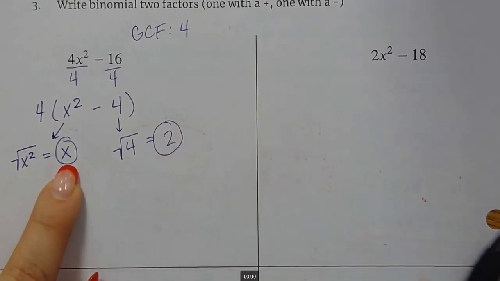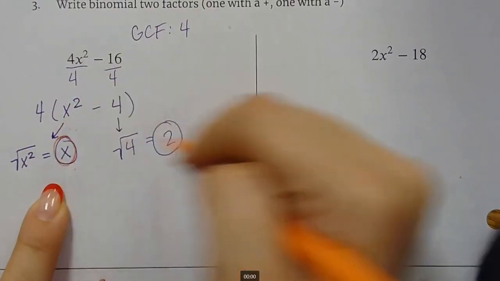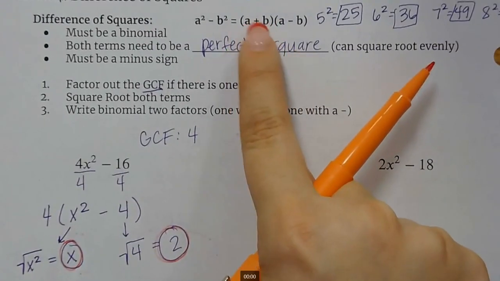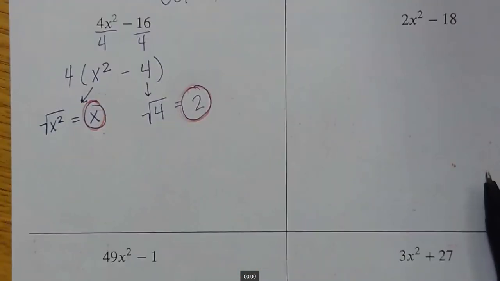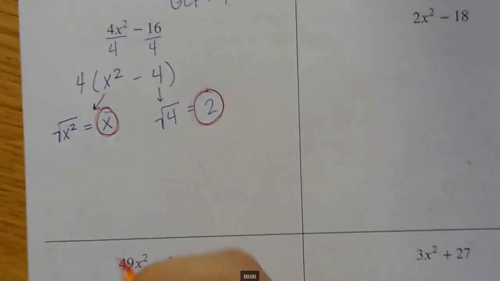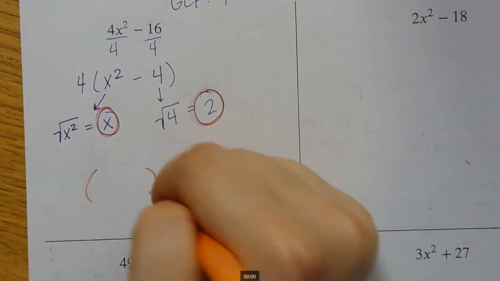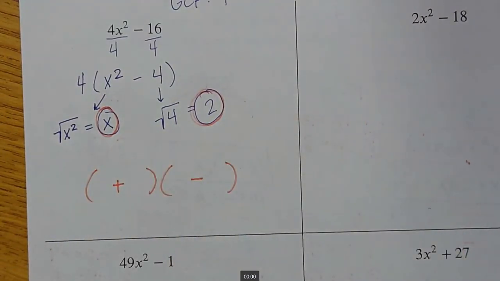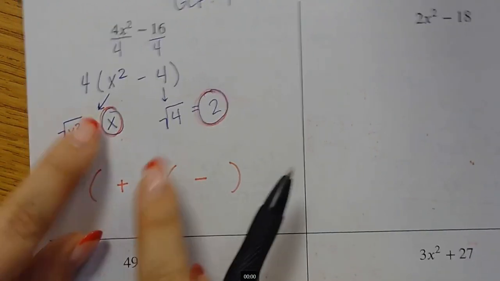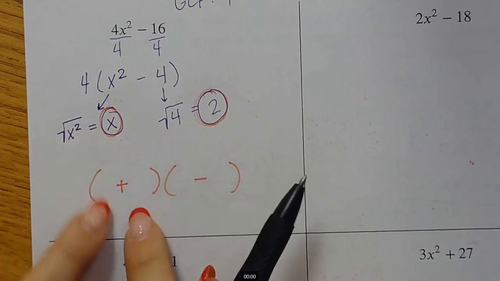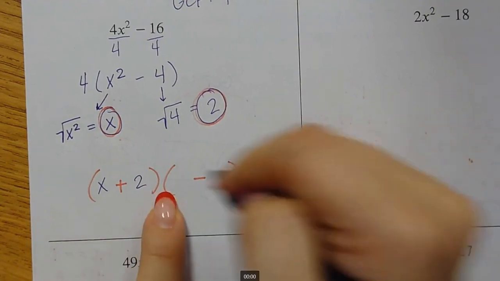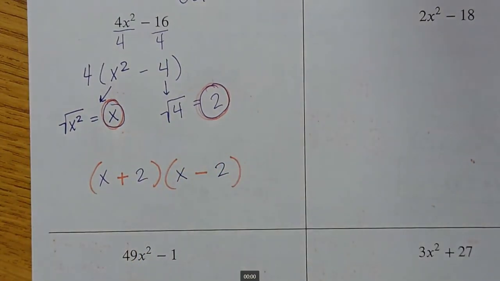So these right here are the 2 terms I'm going to use to put into this form here. A plus b times a minus b. So we're basically going to have 2 sets of parentheses. One where we're adding, one where we're subtracting. Okay? And in each of them, I take what I found the square root of. So the first one will be x plus 2 times x minus 2. And that's it.